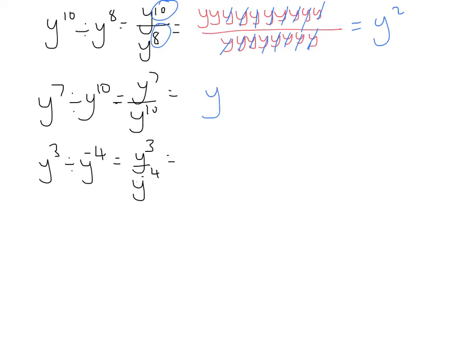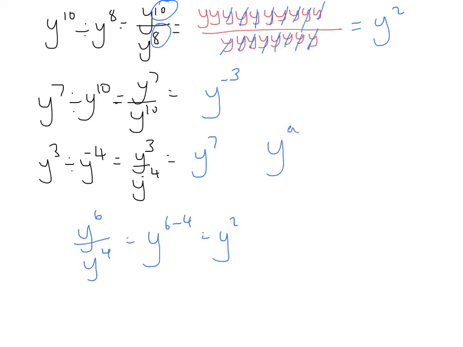Now here, if I were to tell you that y to the 7 divided by y to the 10 is y to the minus 3, y to the 3 times y to the minus 4 is y to the 7. What's going on here is we're subtracting the bottom. So y to the 6 divided by y to the 4 is y to the 6 minus 4, which is y squared. Remember this one here, y to the 3 divided by y to the minus 4, 3 take away minus 4 is the same as 3 add 4, which is why I get y to the 7. So in general terms, y to the a divided by y to the b is y to the a minus b.